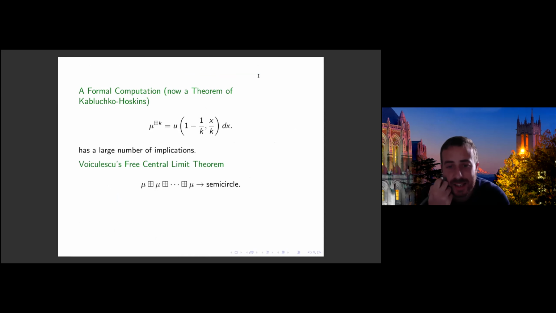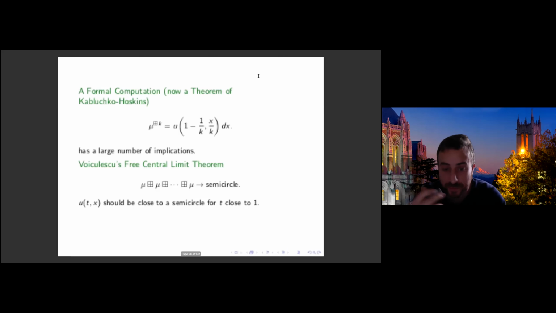So another amazing thing is that there's something known as Voiculescu's free central limit theorem, which is the free analog of the classical central limit theorem. If I convolve a measure with itself many, many times, I get a Gaussian. If I free convolve a measure with itself many, many times, I get the semicircle. And of course, if k is very, very large, this corresponds to time being extremely close to 1, which is why Jeremy and I saw semicircles at the end of the evolution.